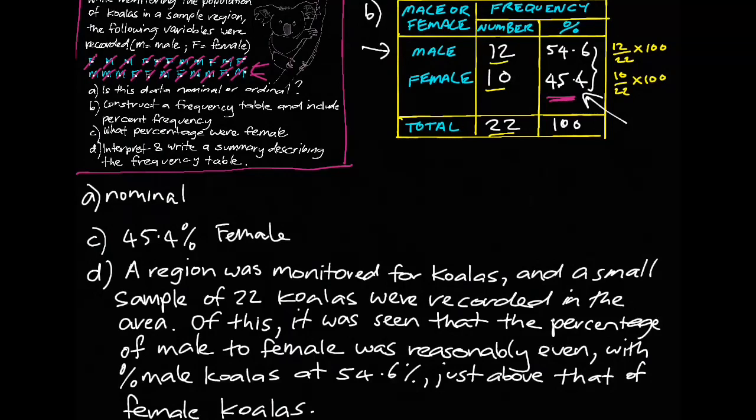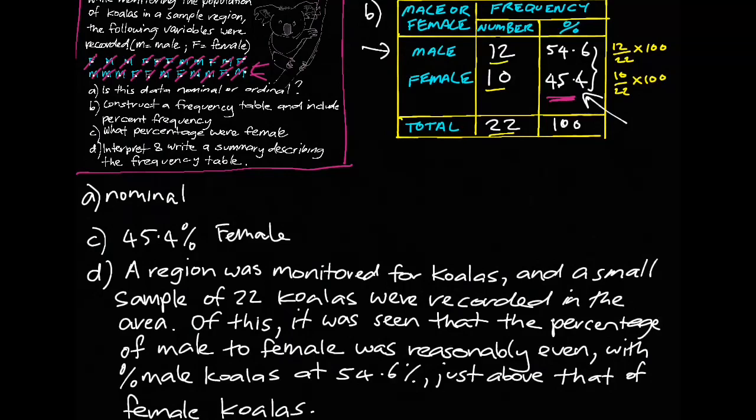So this might be something that you put in a science report just to give a brief summary of what the report findings are. Now you don't have to put every little detail in, but the most important things. So this is an example of what I might write for this particular table. A region was monitored for koalas and a small sample of 22 koalas were recorded in the area. Of this, it was seen that the percentage of male to female was reasonably even, with percentage male koalas at 54.6%, just above that of female koalas.